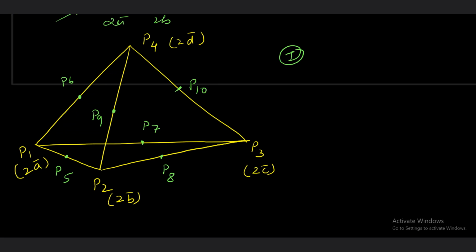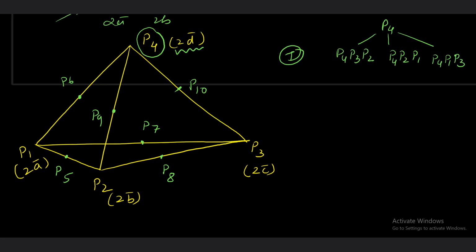How will we select? Out of the 4 elements you have to take, one point you will have to take, that is P4. P4 will always be taken. Now you can see that P4 is actually lying on 3 faces of the tetrahedron. What are the 3 faces on which P4 is lying? It is lying on P4, P3, P2. It is lying on P4, P2, P1. It is lying on P4, P1, P3, right? These are the 3 faces on which P4 is lying.